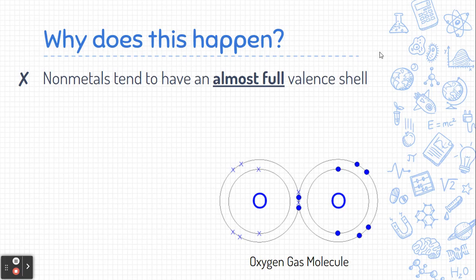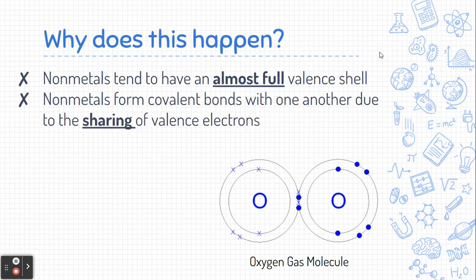Okay? So non-metals like oxygen, carbon, nitrogen, fluorine, bromine, all of that, tend to have almost full valence shell. So they form, what does form mean? Make. Form means make. So non-metals make covalent bonds. Come on, everyone. So fill this in. Not covalent bonds with one another.